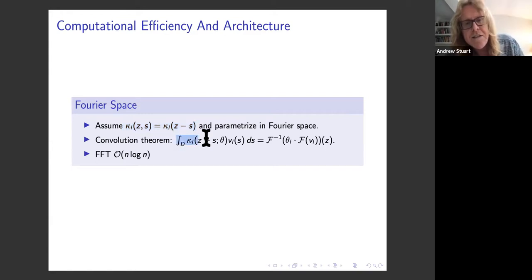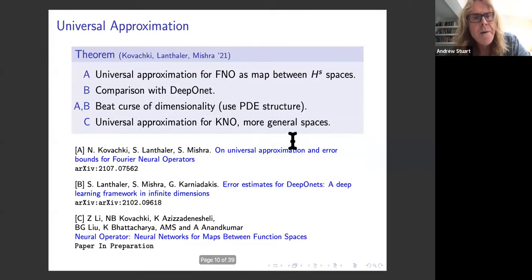So if one uses the convolutional structure of the Fourier transform, and then works in Fourier space, the parameters theta are a tensor which maps the coefficients of the Fourier transform of v into new Fourier coefficients, which are then inverted.